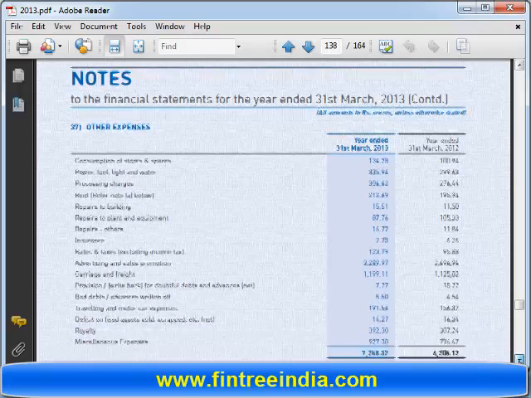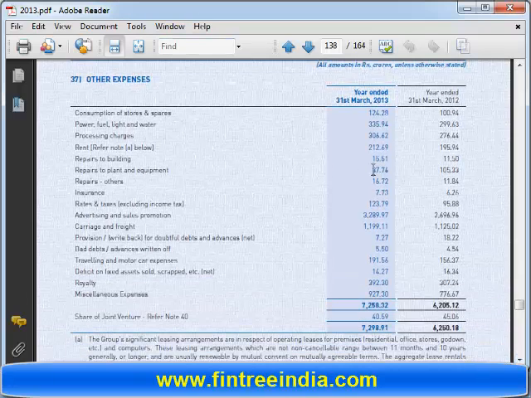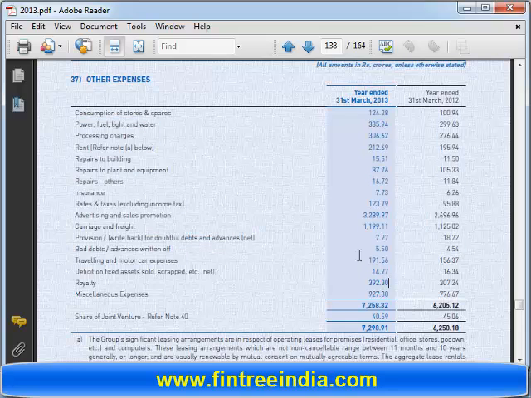This is your schedule of other expenses. Quickly scan through this and find out the 2 or 3 biggest items. One is of course advertisement and sales. So calculate a ratio: advertisement and sales expenses as a proportion to net revenue.